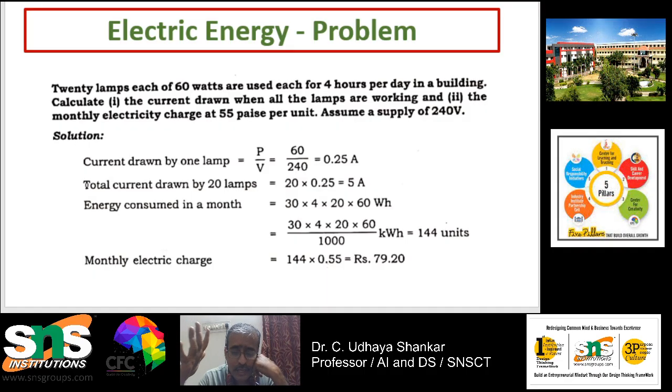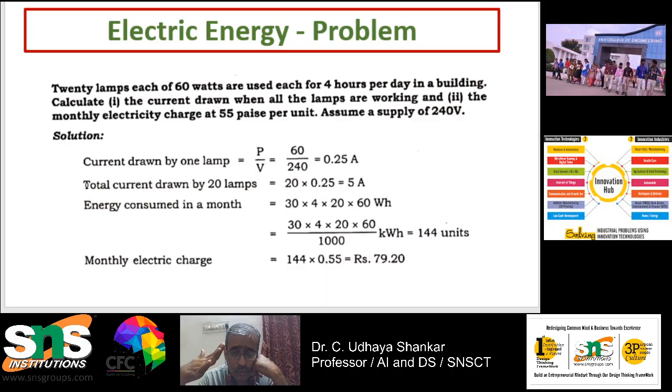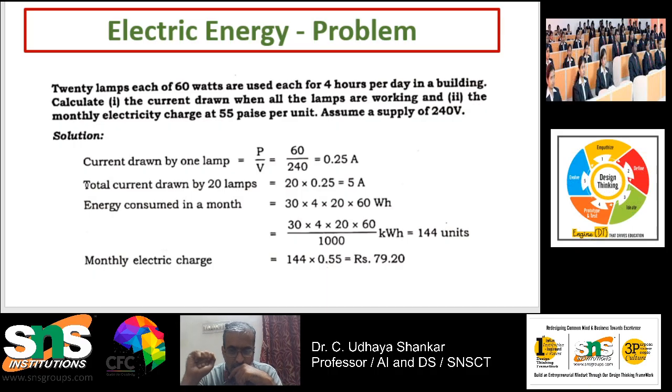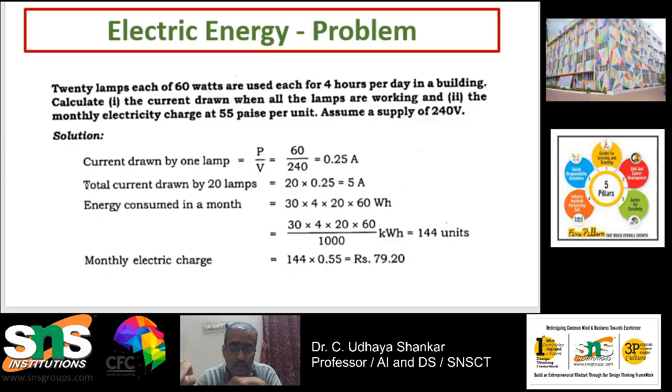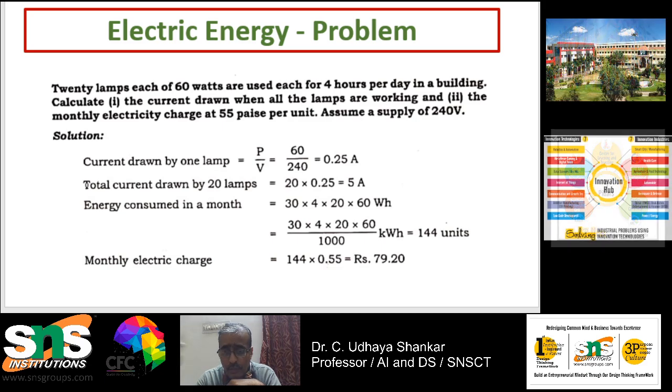But I need the answer in kilowatt hour, so you have to divide it by 1000. Since the time has already been specified in hours, there is no need to divide by 60 and another 60. If it is specified in seconds, then that has to be done. If it is specified in hours only, then directly you can find it in kilowatt hour. As you know, the answer we are getting is 144 kilowatt hour. 1 kilowatt hour is nothing but 1 unit, so 144 kilowatt hour is nothing but 144 units.